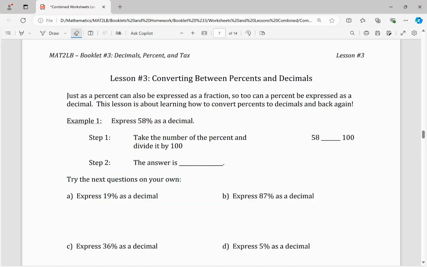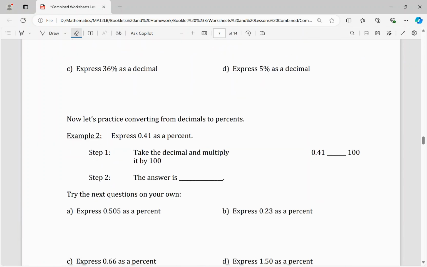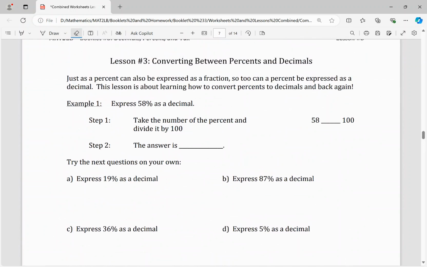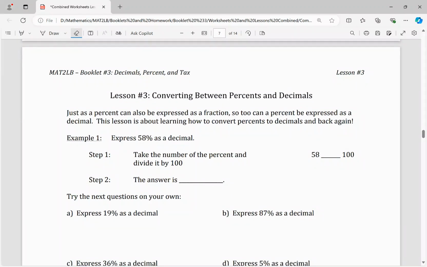Hello, everybody. Today we are going to be going over Lesson 3 in Booklet 3, that is converting between percents and decimals. For this lesson, you will need the lesson itself, as well as the homework that comes after it. I believe it is 1 page each. It should not take us too long to go through the lesson itself.